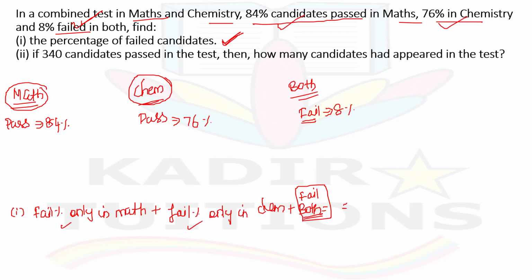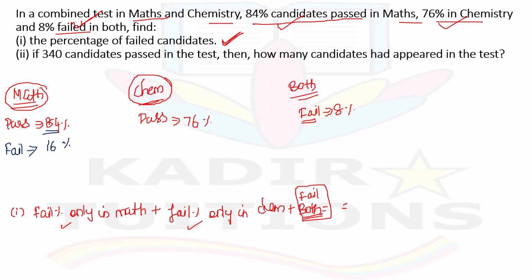Only this information we know, which is given in our question. These two we are supposed to find. So can we find that? How many people failed only in math? First we need to find fail in math, then we will find only in math. What is the fail percentage in math? 84 is pass, so obviously 100 minus 84 is going to give us the fail percentage. So it's nothing but 16 percent.